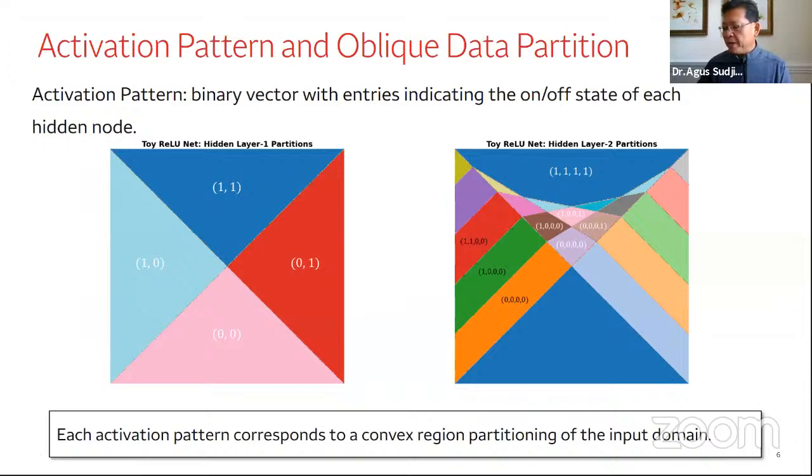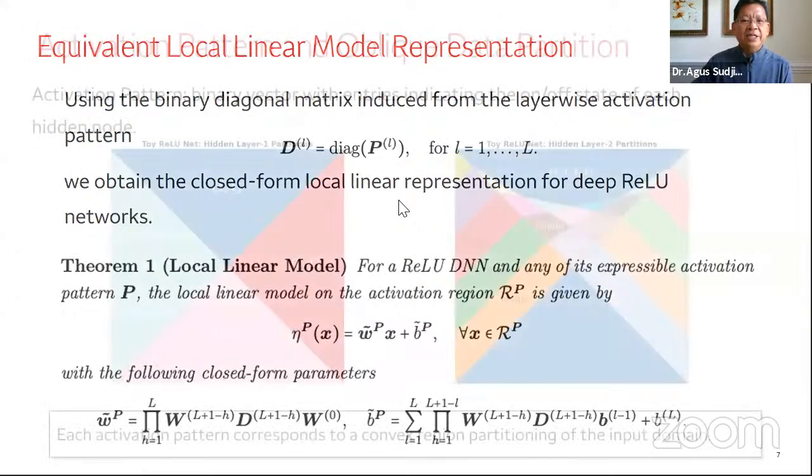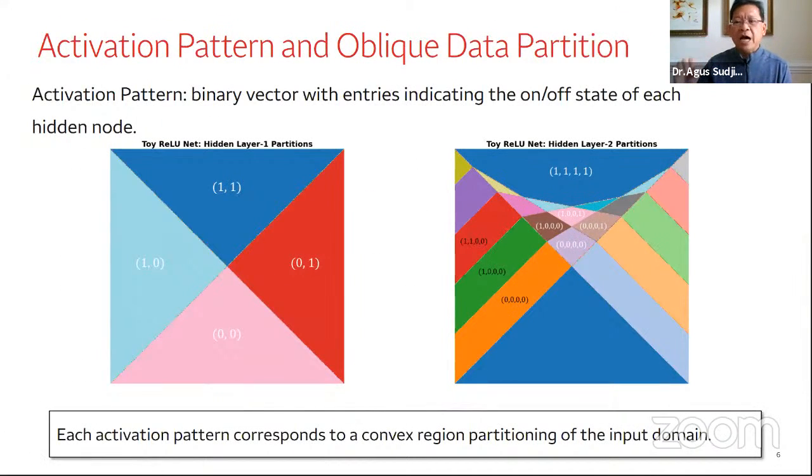The key concept here is what we call the activation pattern. The activation pattern is basically which nodes are on for each layer. Which nodes are on in each layer defines the data partitioning and defines the linear equation, because once you fall into a certain region, it becomes linear.